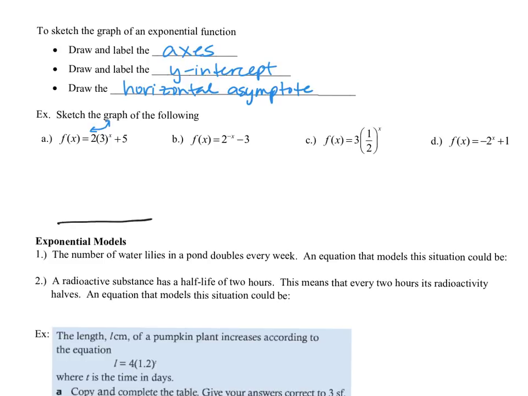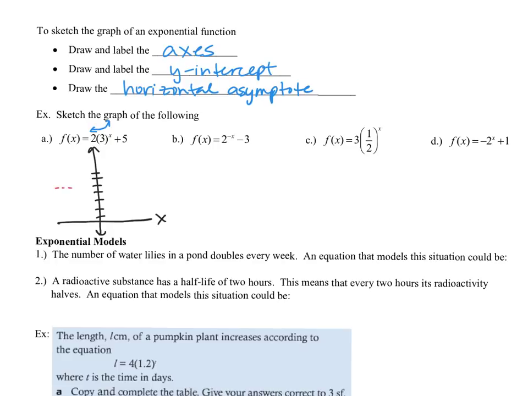So here's our x-axis, and then the y-axis. 1, 2, 3, 4, 5, 6, 7. Okay, so let's start by sketching the horizontal asymptote. And remember, the horizontal asymptote will be the line y equals c. So the horizontal asymptote would be at 5. So I'm going to sketch that in red just so we can see it better. 1, 2, 3, 4, 5.